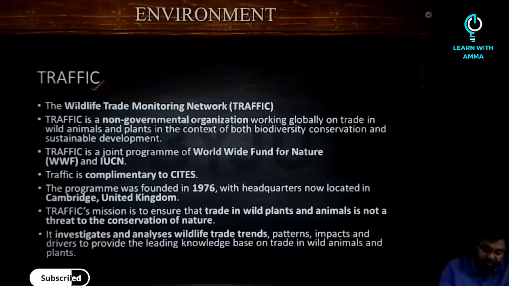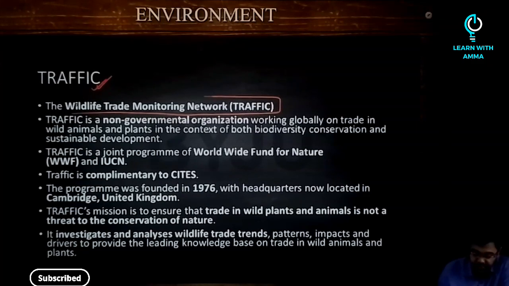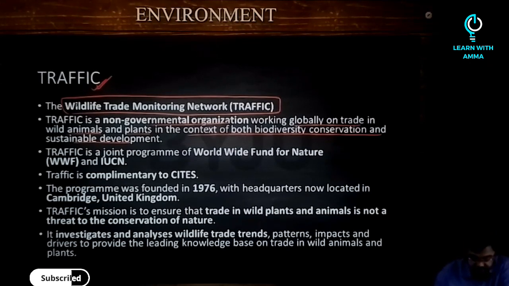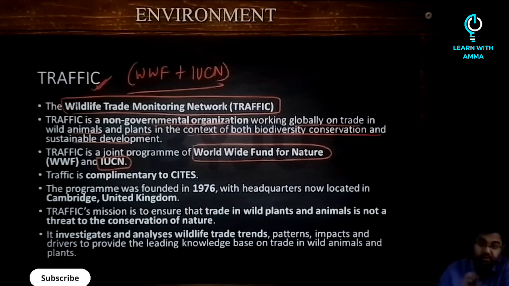Then the next important organization that you have is TRAFFIC, the Wildlife Trade Monitoring Network, known as TRAFFIC, a non-governmental organization working globally on trade of wild animals and plants in the context of both biodiversity conservation and sustainable development. It is a joint program of the Worldwide Fund for Nature, or WWF, and IUCN. So WWF plus IUCN. Remember this fact.